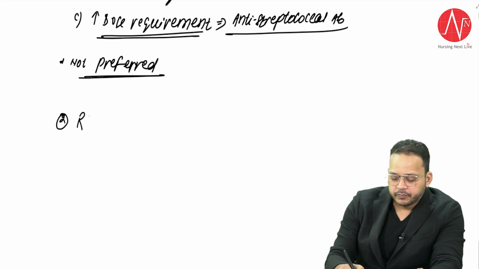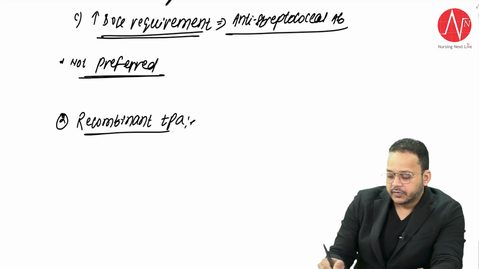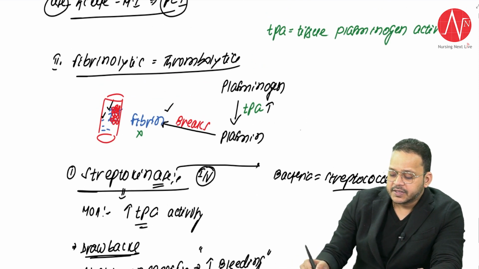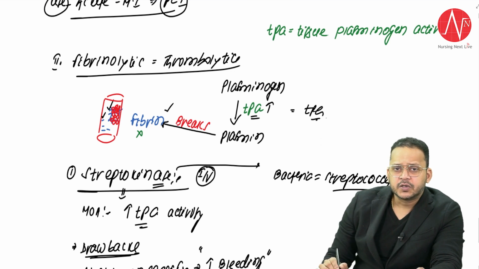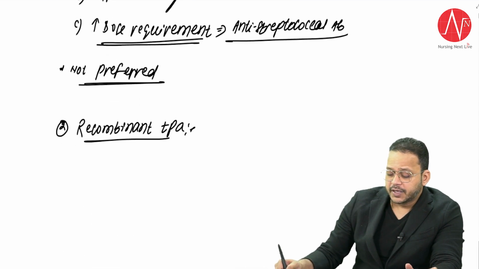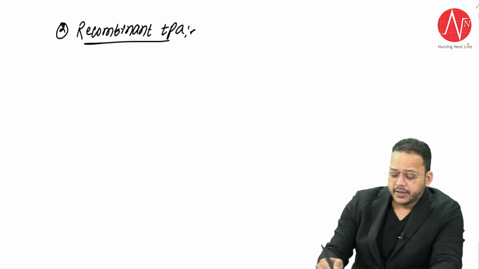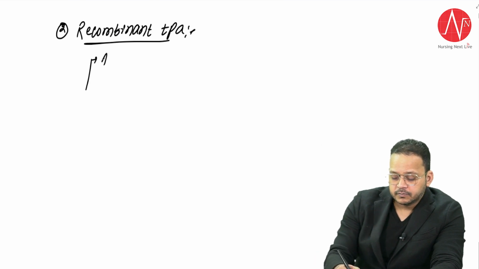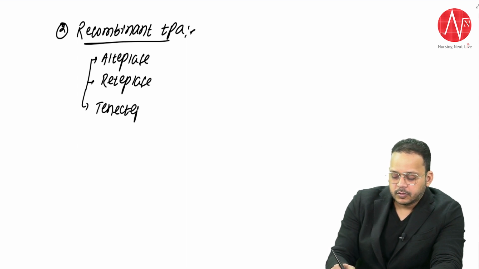recombinant TPA. Recombinant tissue plasminogen activator. It means in my lab, I have synthesized TPA, which is similar to this TPA. These are called recombinant tissue plasminogen activators, where I have drugs like alteplase, reteplase, tenecteplase.